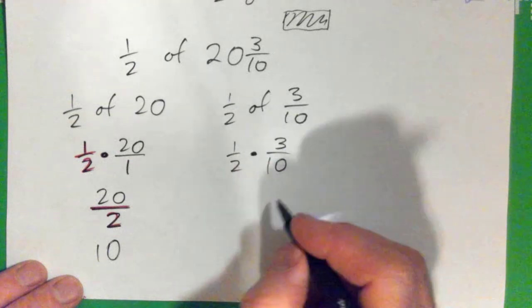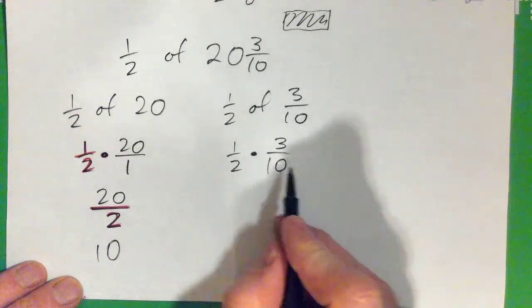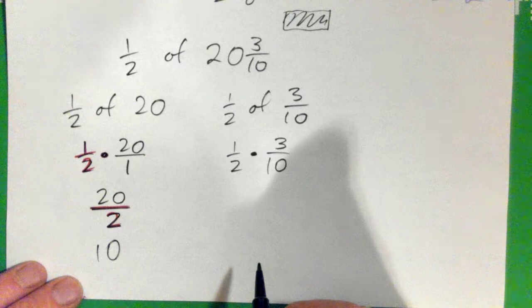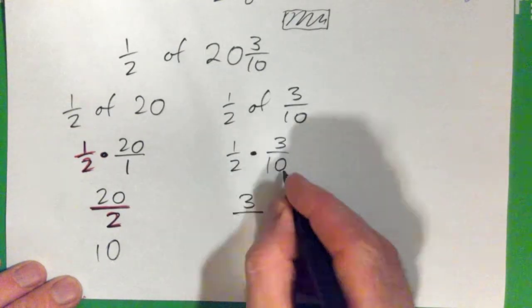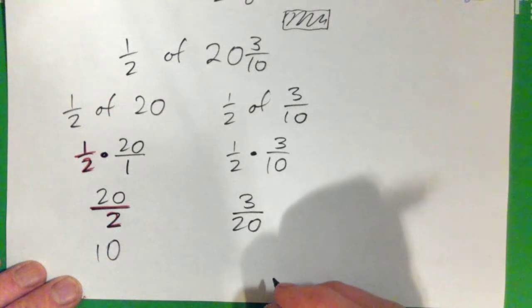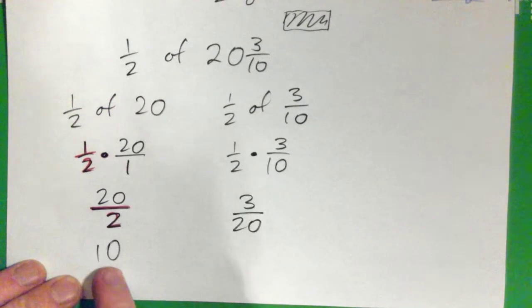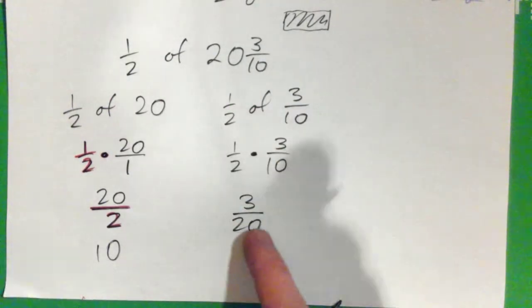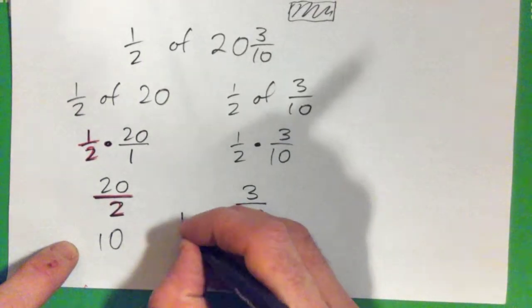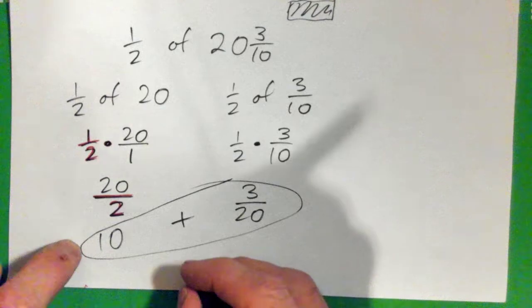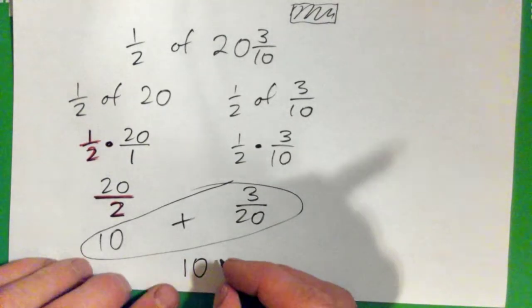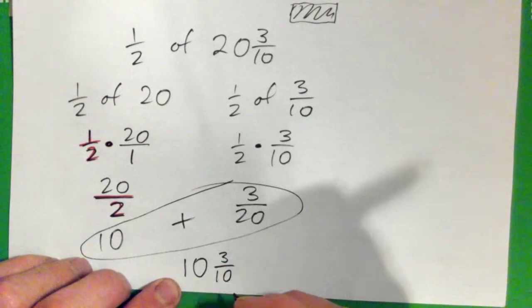Now, a half of 3/10 is a half times 3/10. Nothing cross cancels. You can't cross the 2 and the 10 because they're on the bottom, right? So 1 times 3 is 3. 2 times 10 is 20 though. So a half of 20 became 10. A half of 3/10 became 3/20. And if we add them together, 10 plus 3/20, we get 10 and 3/20 as a mixed number. Make sense?